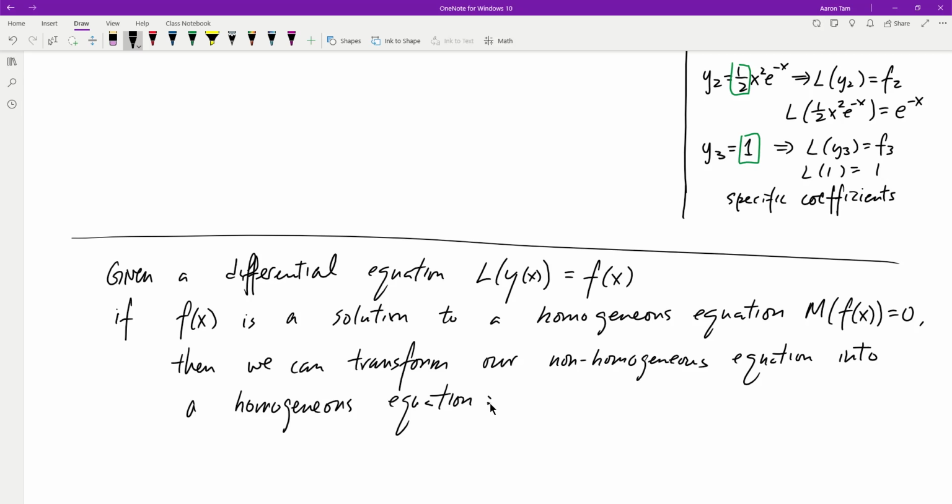How? Like this. If I take m of L of y of x, since L of y of x is equal to f of x, that means this is equal to m of f of x. And since we know m of f of x gives you 0, therefore this would just give me 0. So now allow me to transform our L of y of x, which is non-homogeneous because that's equal to f of x, into a new equation, m of L of y of x equal to 0.